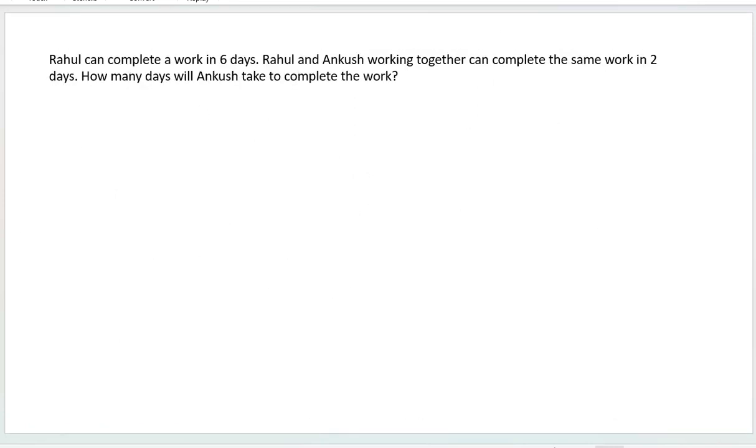Next, we proceed with another question. Rahul can complete a work in 6 days. Rahul and Ankush working together can complete the same work in 2 days. How many days will Ankush take to complete the work?